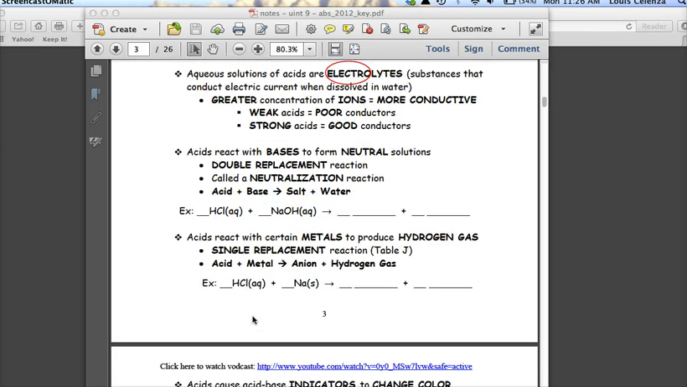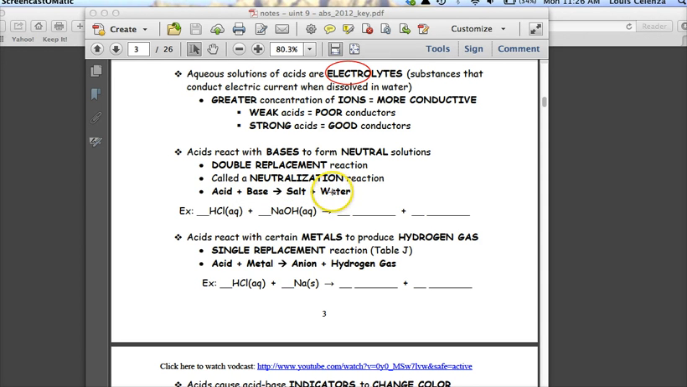Okay, next, a couple of other things about acids and bases. Acids react with bases to form neutral solutions. When you have an acid react with a base, it's technically a double replacement reaction, but it's given a special name because it's an acid and a base and they neutralize each other. It's called a neutralization reaction, but it is a type of double replacement reaction. And here's a general template. You add an acid and a base together, they react and they form two substances always, a salt and water.